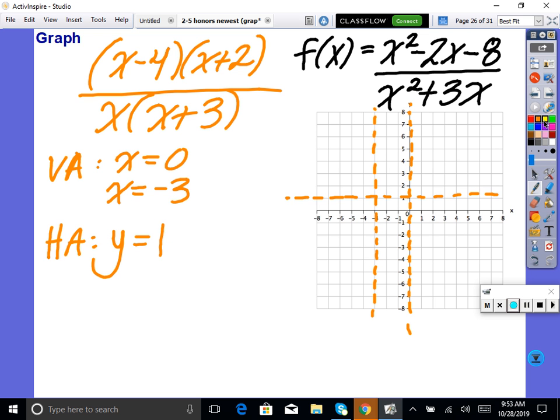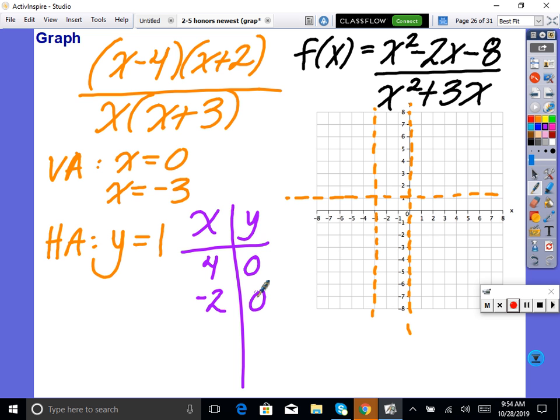Okay, let's now find our x, y points, right? I'm going to do x-intercepts for sure. My x-intercepts are 4, 0. Are we all with me? And -2, 0. Those are points on the graph. So over 4 of 0. So I know that the graph must be coming like this. And then over -2 of 0.